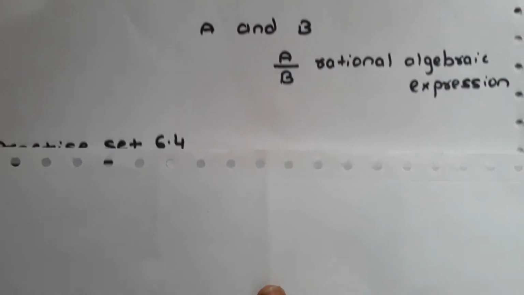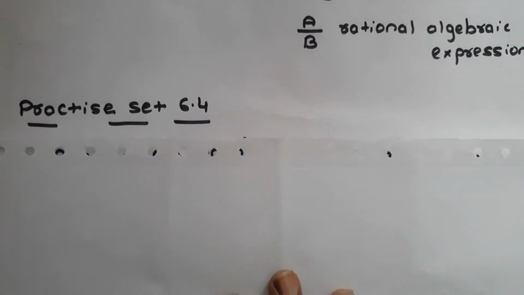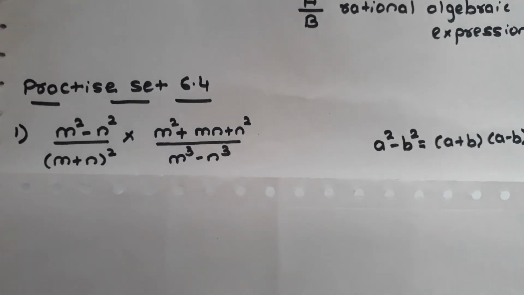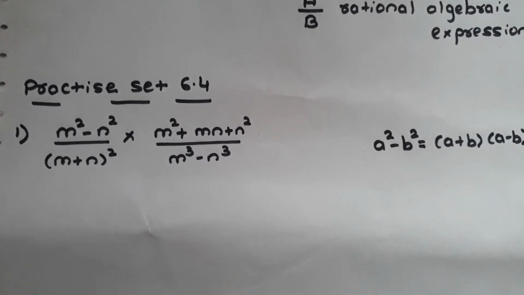So let us now start with practice set 6.4, the first question. Now in the first question, we have two rational algebraic expressions and the operation between them is multiplication. That means we have to multiply two rational algebraic expressions. So now take the first rational algebraic expression. The numerator is m square minus n square.